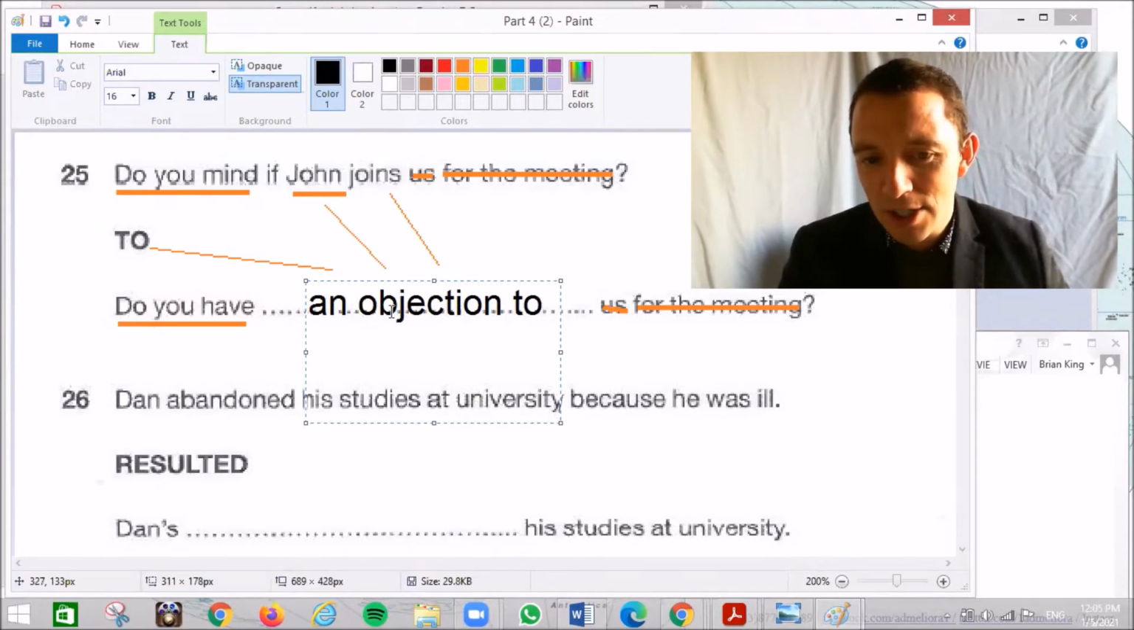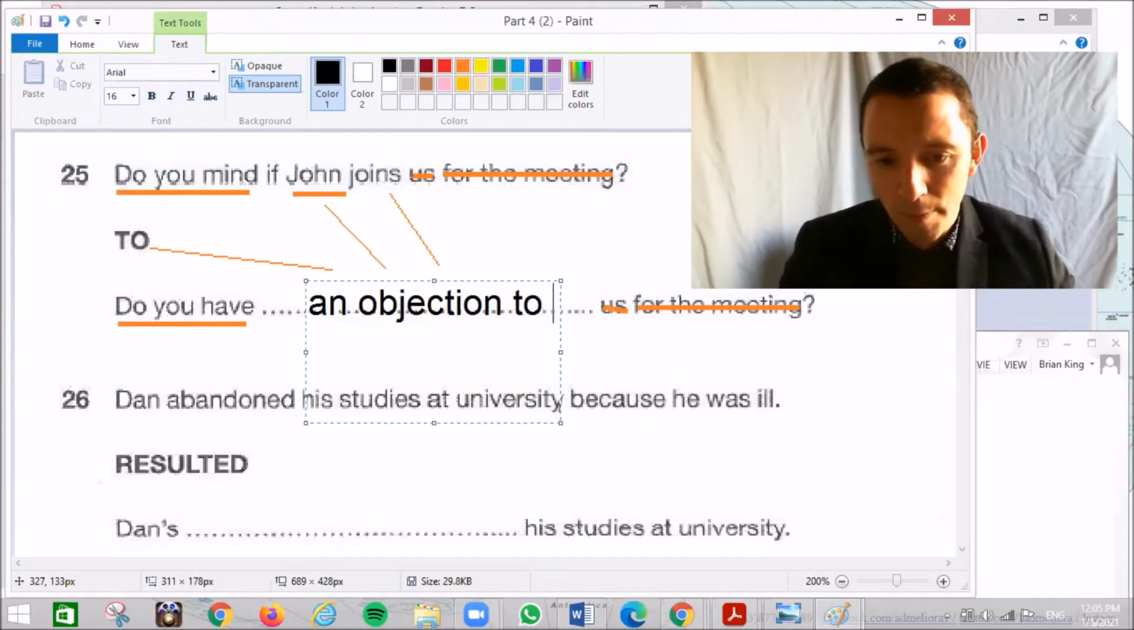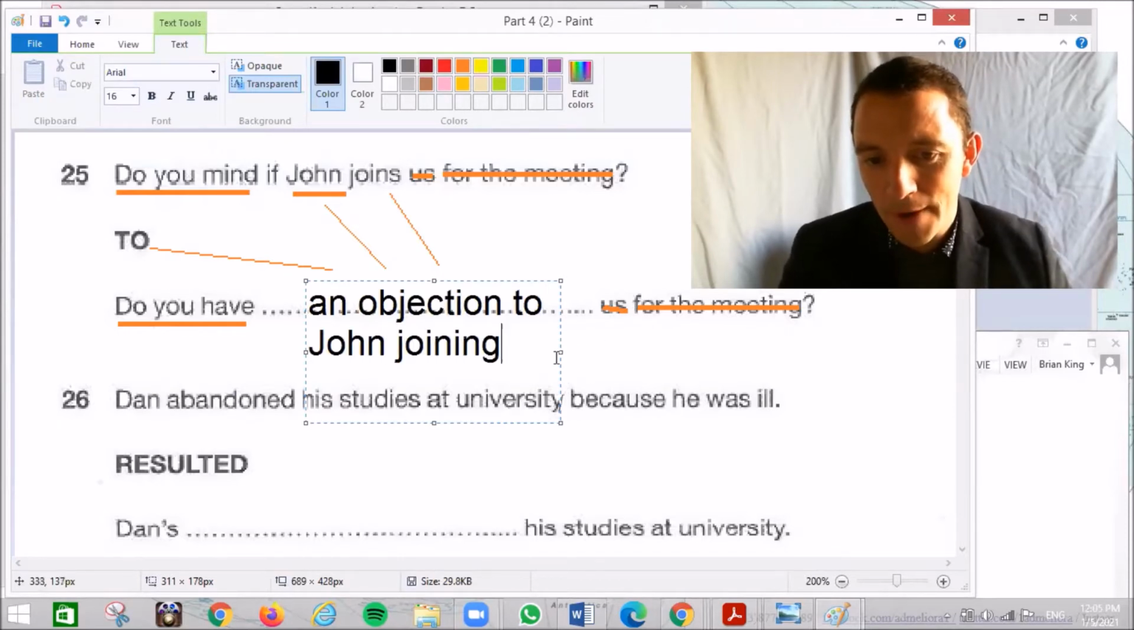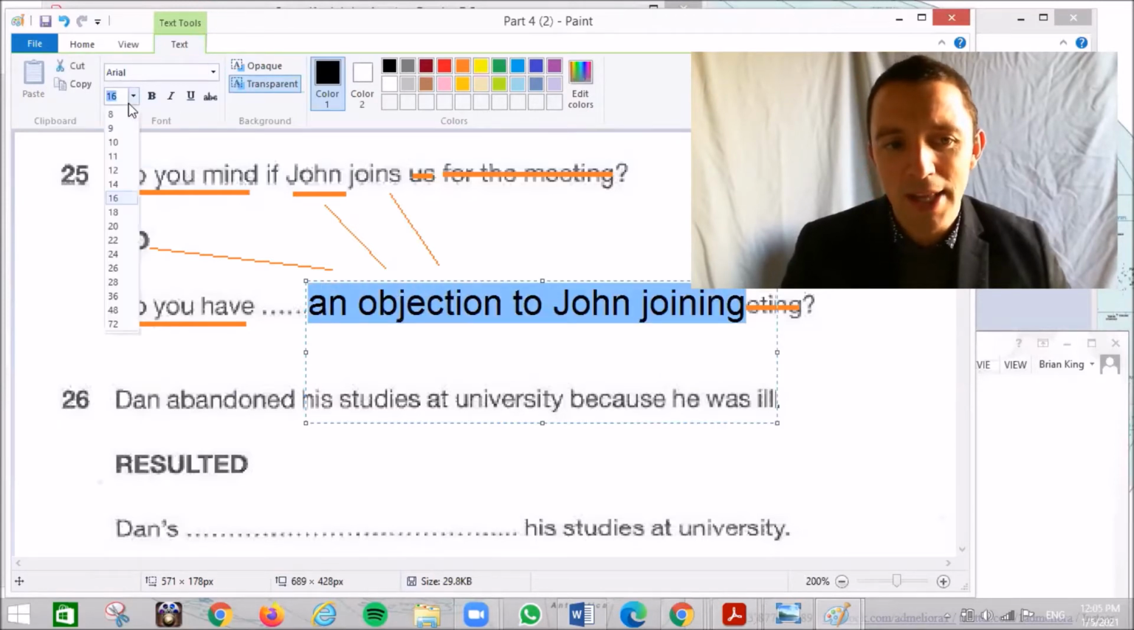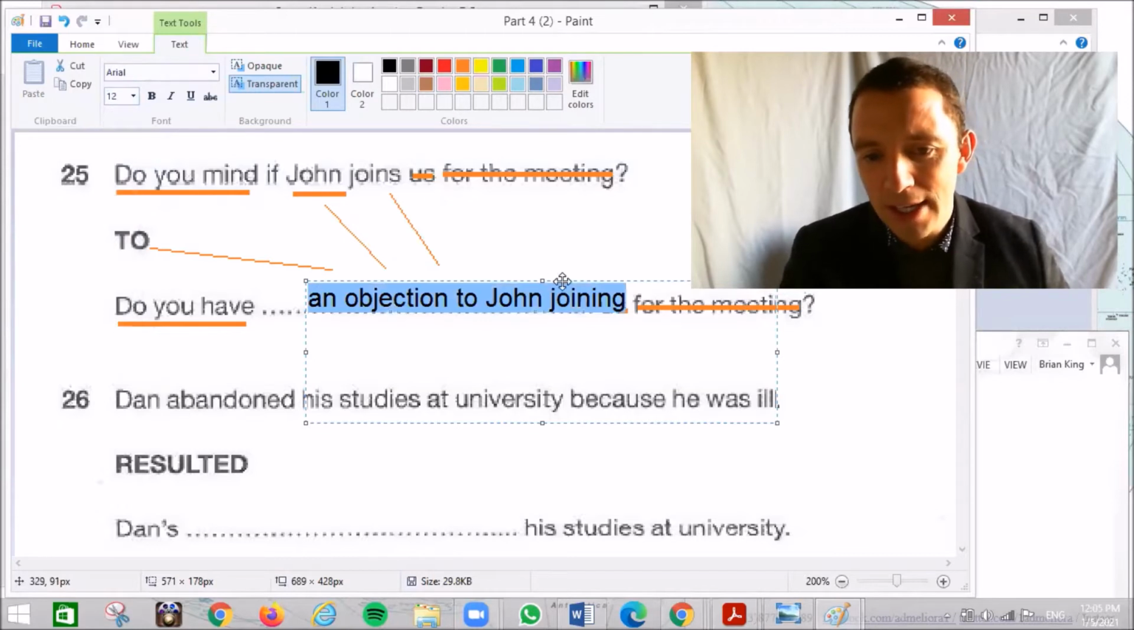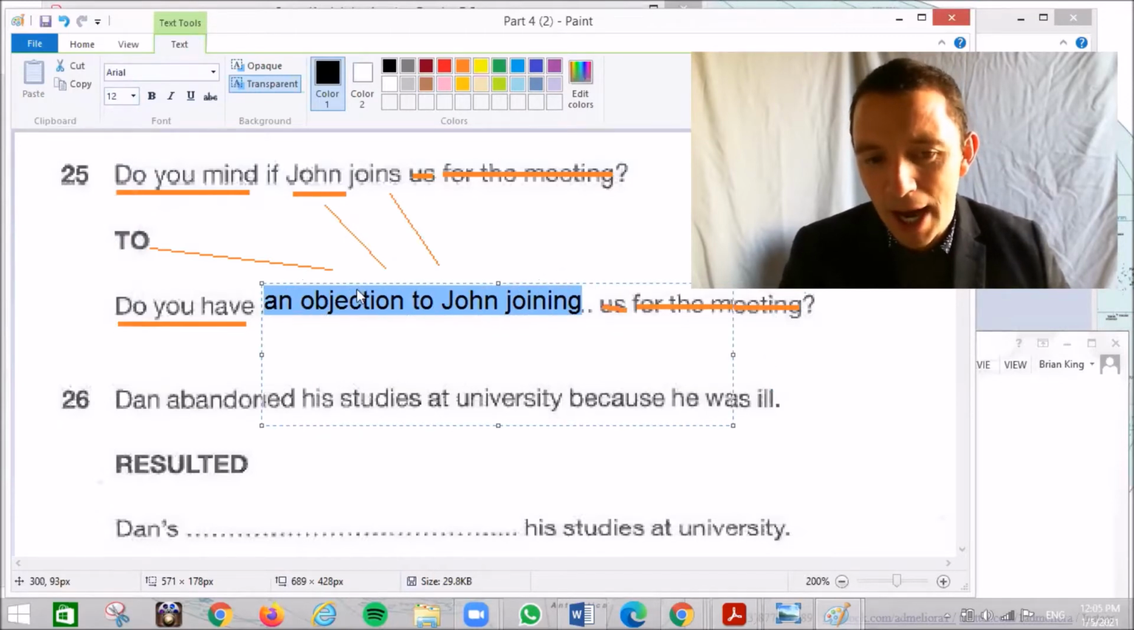Do you have an objection to John joining us? Okay, so for me, that fits very, very well. I'll make it smaller so you can see it. But I think we need to change one more thing. An objection is maybe one specific, okay? But we don't have one specific specification. So it's just in general, okay?